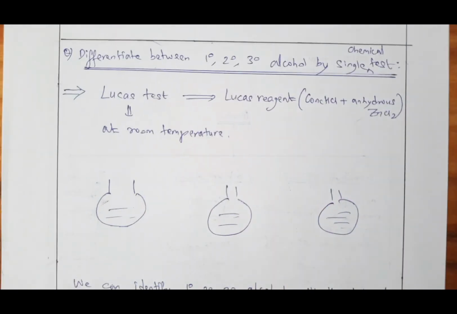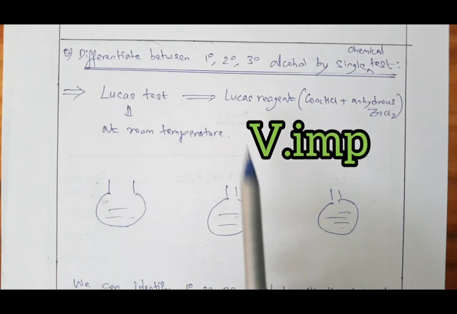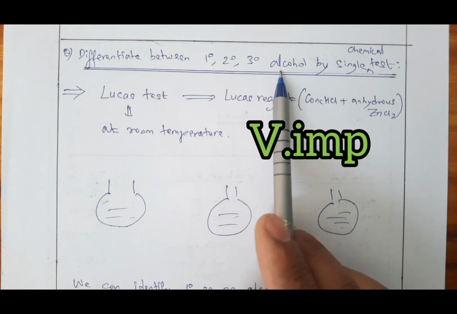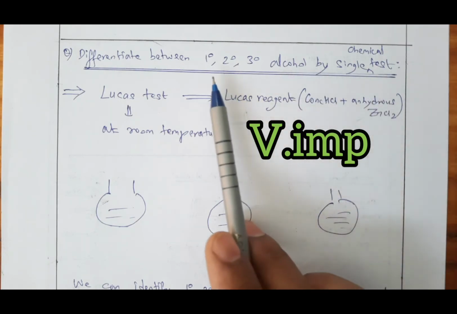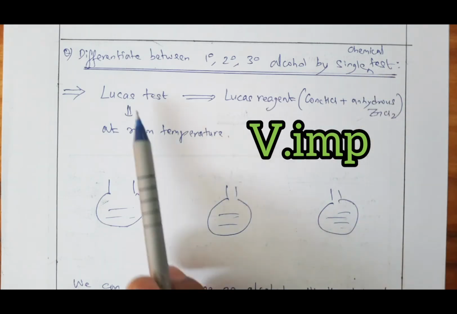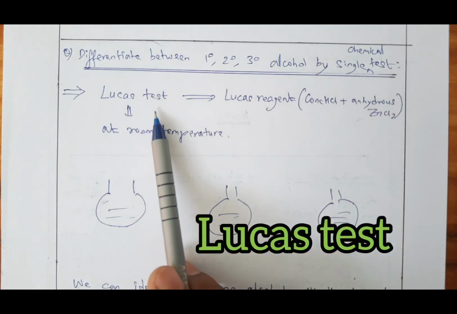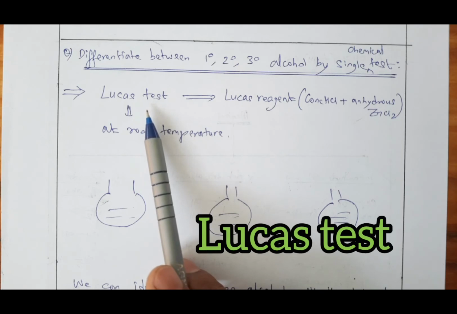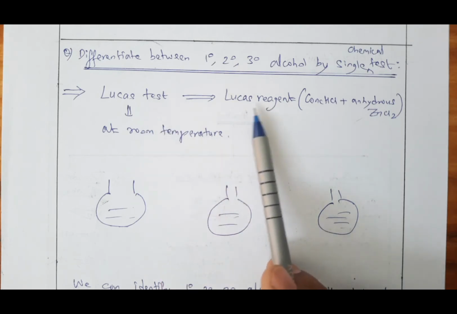Now students, we are going to see the test for primary, secondary and tertiary alcohol by a single chemical. How we can differentiate primary 1 degree, secondary 2 degree, tertiary 3 degree by a single chemical test. And we can differentiate them with the help of the Lucas test, and it is an important test to remember, the Lucas test, in which we use Lucas reagent.